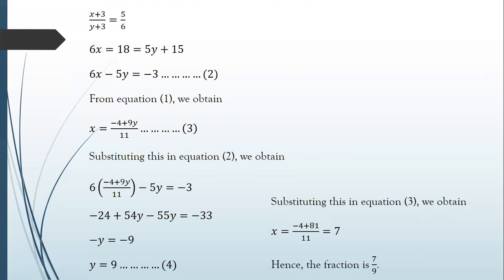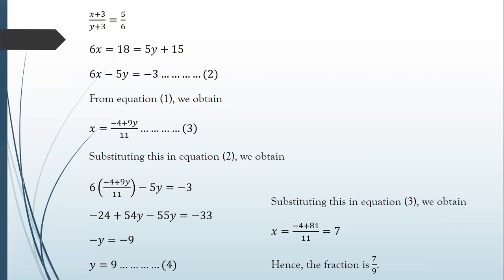Now from equation 1, we have to substitute x is equal to minus 4 plus 9y by 11. This equation 3 we are going to substitute in equation 2 for x. Solving, we get y as 9. Now this value of y we will substitute back in equation 3. We get x as 7. So x is 7, y is 9.